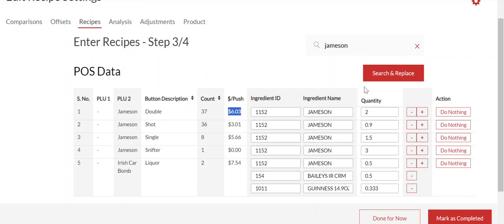And what the BarEye recipes module allows us to do is to assign a precise and exact recipe for each button in your point of sale system, including ones that require multiple ingredients. And notice that the recipe amounts are fully customized to your bar and your glassware. So for example, if you have a smaller shot glass, in this case, a shot glass just under 1 ounce, we can account for that as well as the singles, doubles, and other sizes.